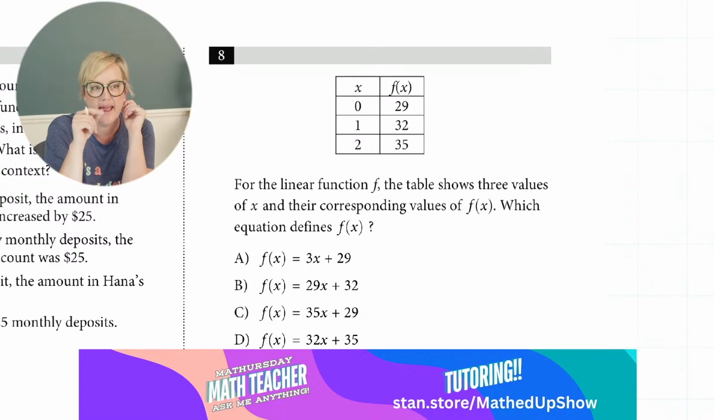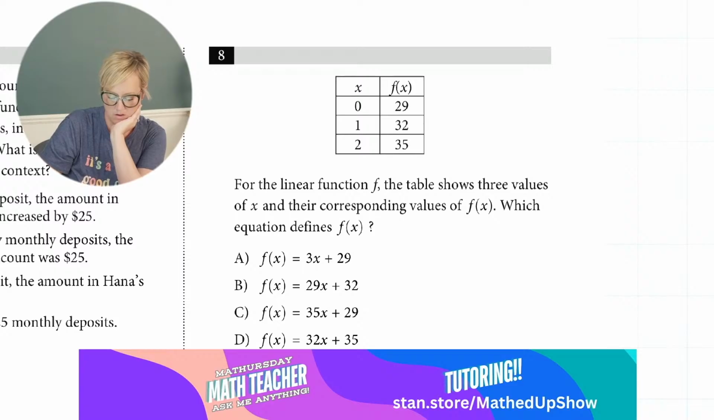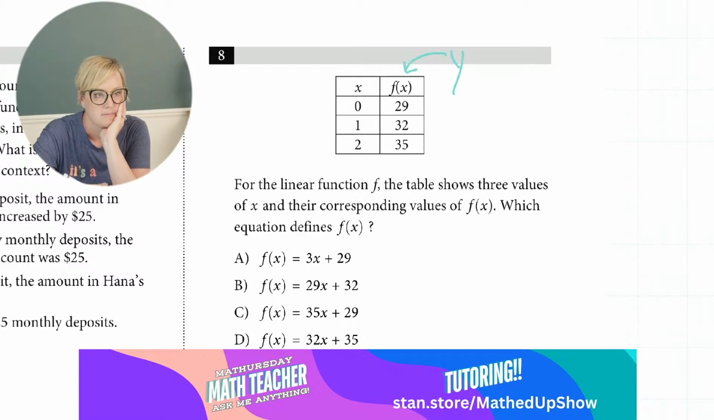So Leanne, with the functions, the only thing you want to do is think of f of x right here as y. If you just replace the f of x with y, that might help you get unstuck on that.